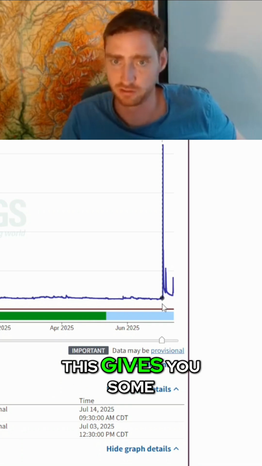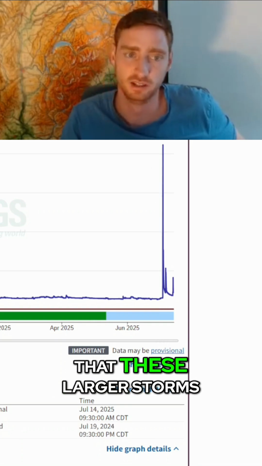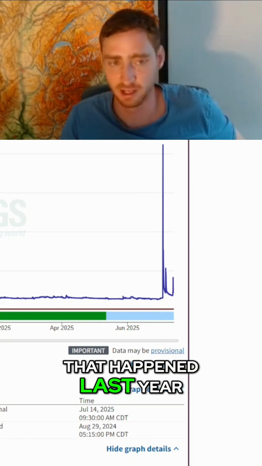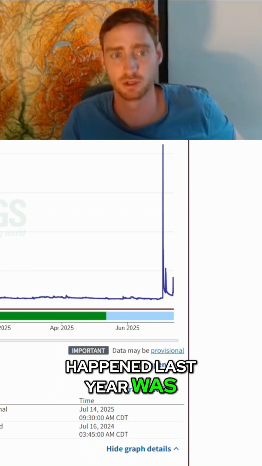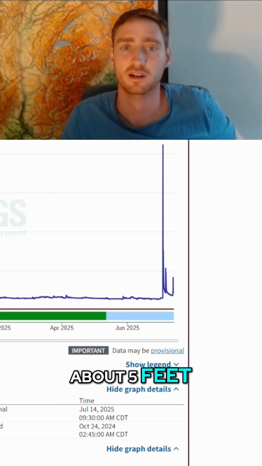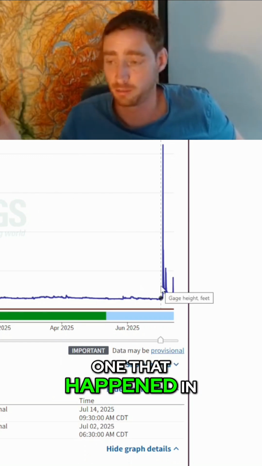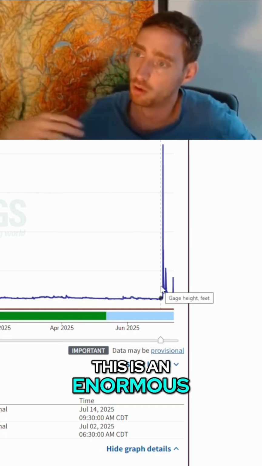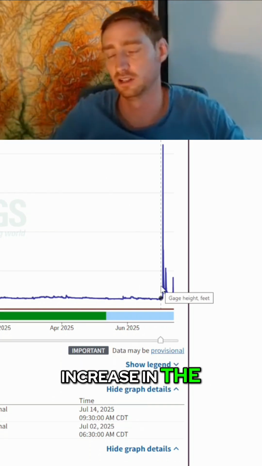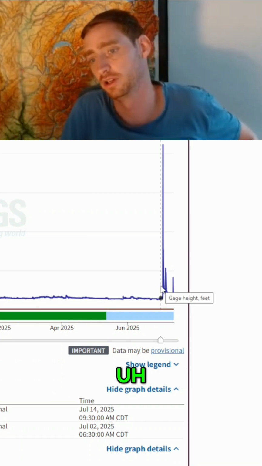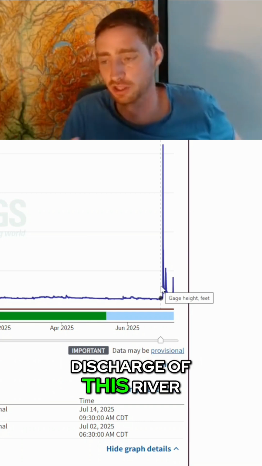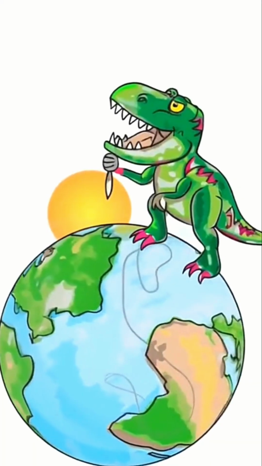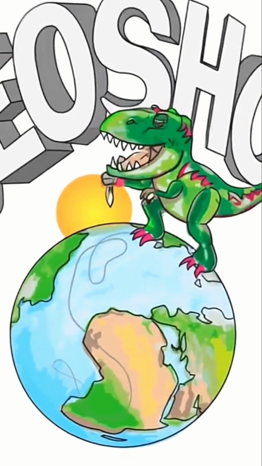So just this gives you some sort of size reference: the biggest of the larger storms that happened last year was about 5 feet, while the one that happened on the 4th of July was over 20 feet. So you can imagine this is an enormous increase in the normal discharge of this river.